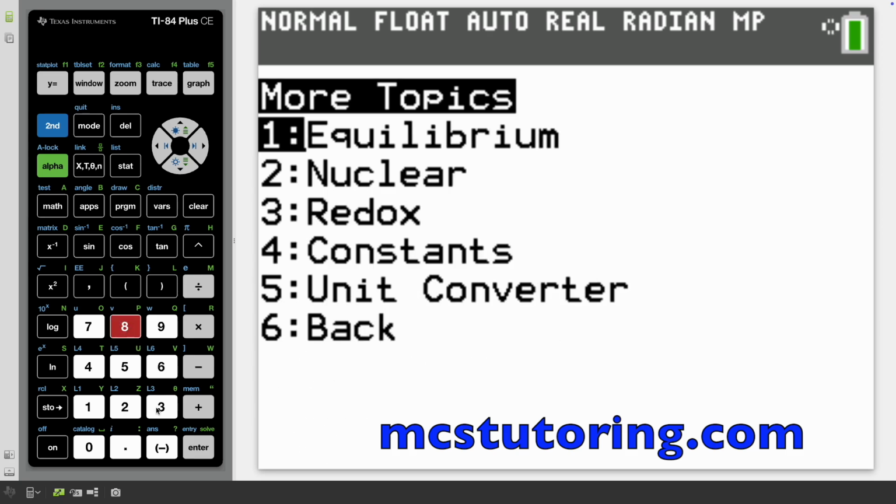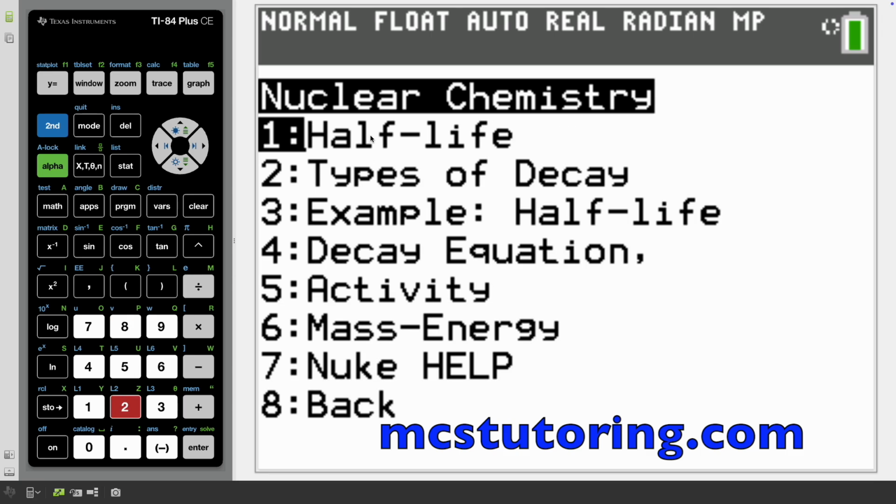Let's go to nuclear reactions or nuclear chemistry: half-life, types of decay, example of half-life, decay equation, activity, mass, energy, and nuclear help.